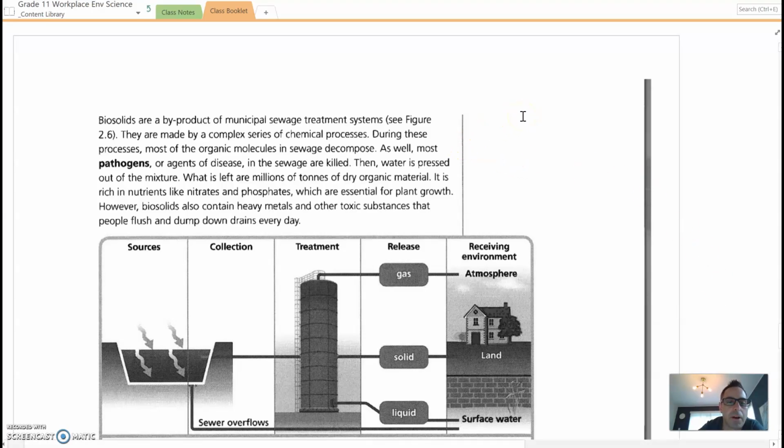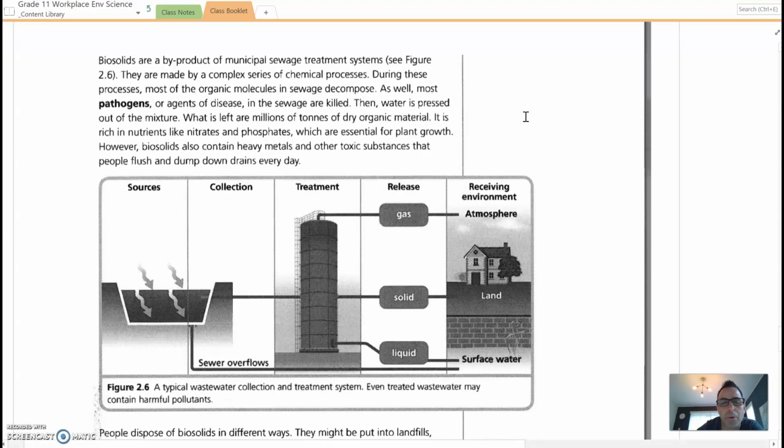Biosolids are a byproduct of municipal sewage waste treatment systems. They are made by a complex series of chemical processes. During these processes, most of the organic molecules in sewage, that's our poop and our pee and all the stuff that goes down our drain, will decompose. As well, most pathogens, or agents of disease, so that's bacteria or viruses, in the sewage are killed. Most, but not all. Then water is pressed out of the mixture.